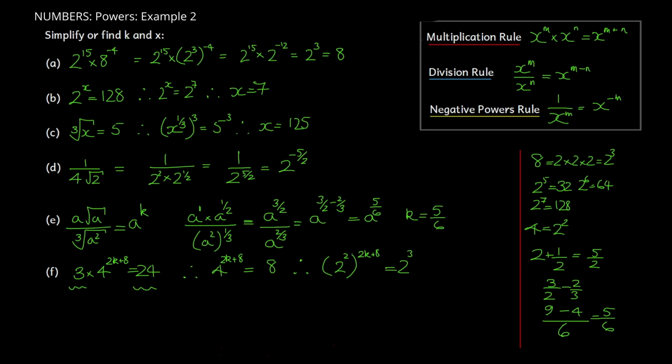Let's multiply that left-hand power line out. Now, the 2 is going to be multiplying the 2k and indeed the 8. So the left-hand side becomes 2 to the power 4k plus 16, and it's equal to 2 to the power 3. So again, therefore, 4k plus 16 is equal to 3. Rearranging the furniture, 4k is equal to 3 minus 16 is negative 13, and therefore k is equal to negative 13 divided by 4. And that's it.